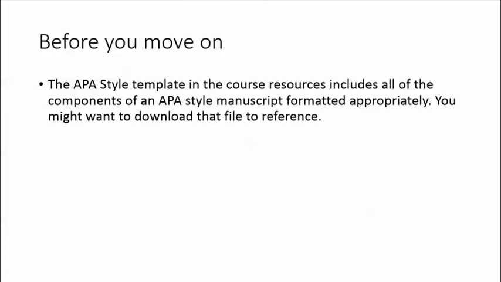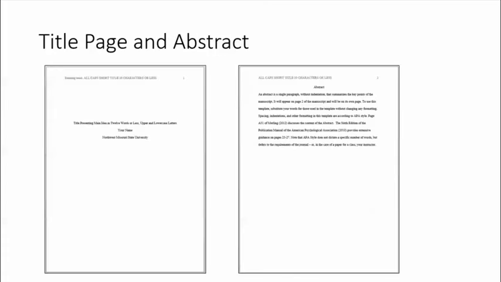The APA style template in the course resources includes all of the components of an APA style manuscript formatted appropriately. You might want to download that file to reference. APA style manuscripts, whether they are proposals or reports, begin with a title page and an abstract. Notice that the headings on the two pages are slightly different.